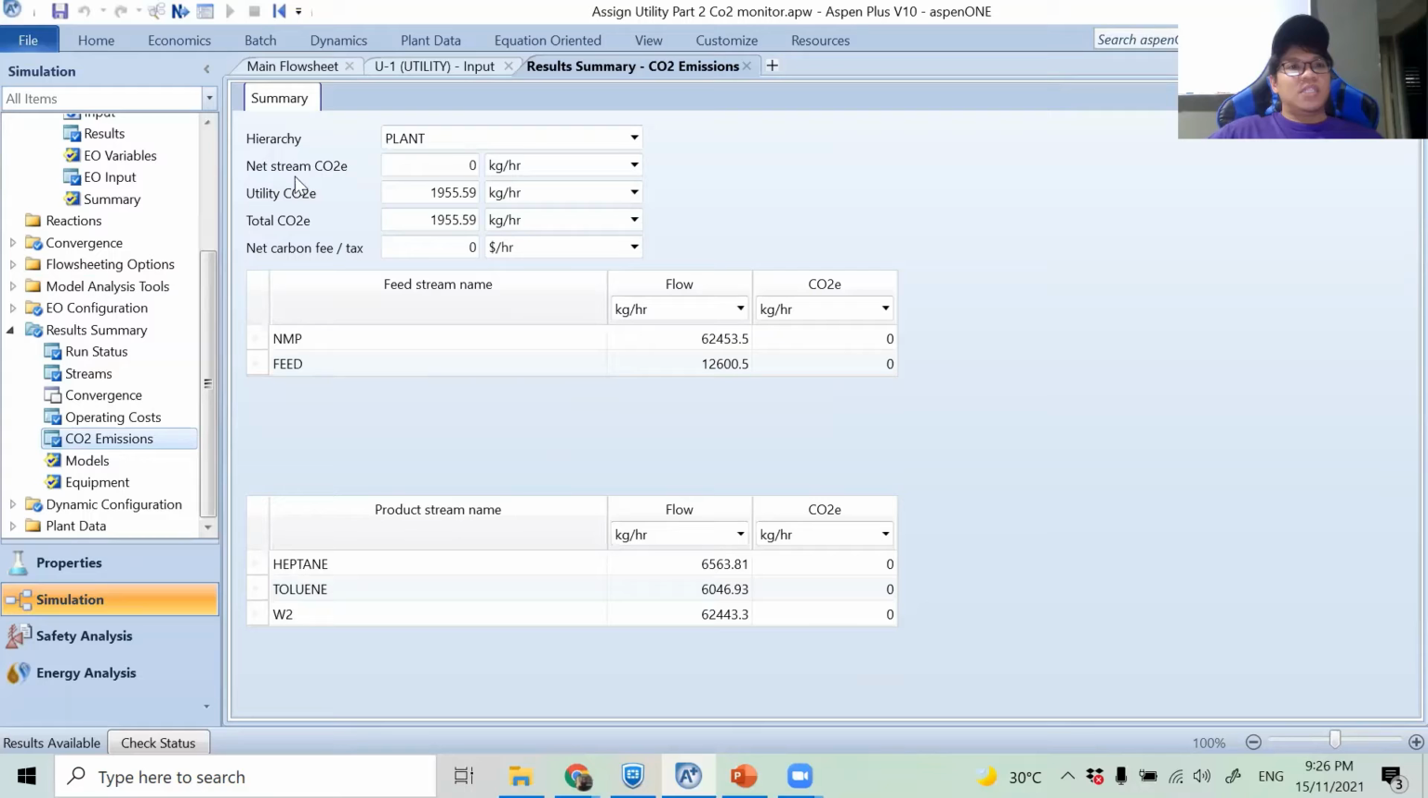The total is basically net stream plus utility stream. Net stream CO2 means the CO2 stream from your feed minus the CO2 stream from your product. Since my NMP is just NMP, I don't have any CO2, and I don't have any chemical reaction to produce CO2, so that's fine. That's why it is a 0.